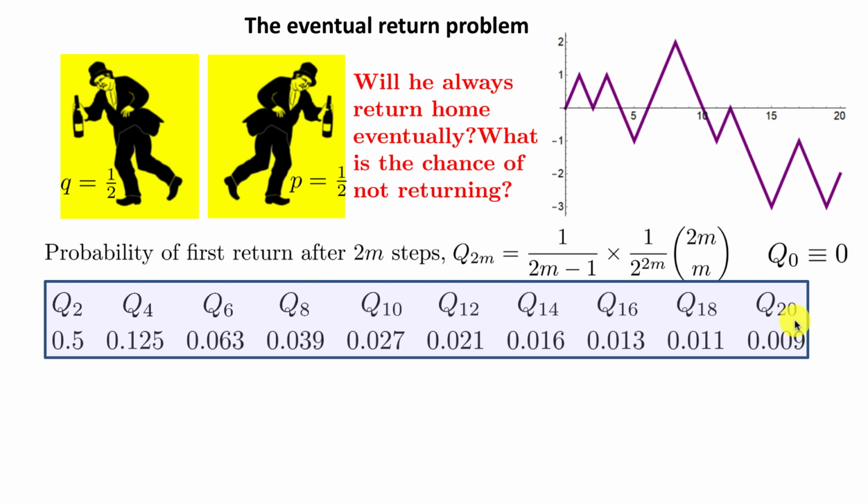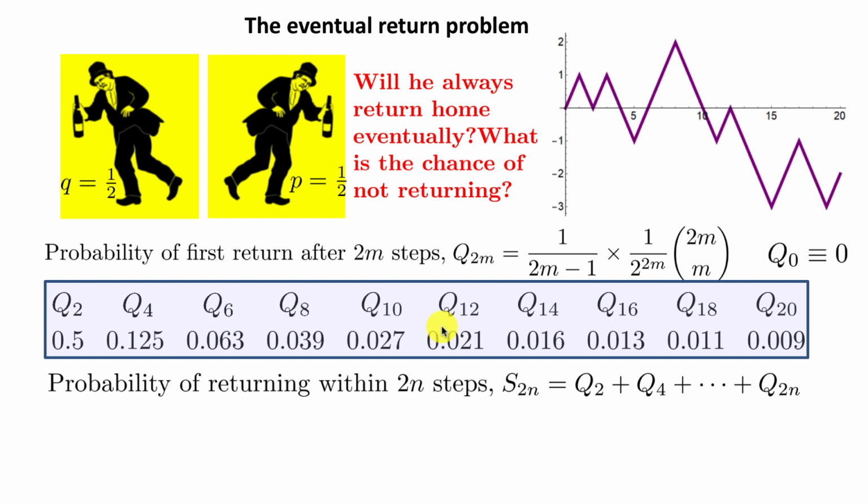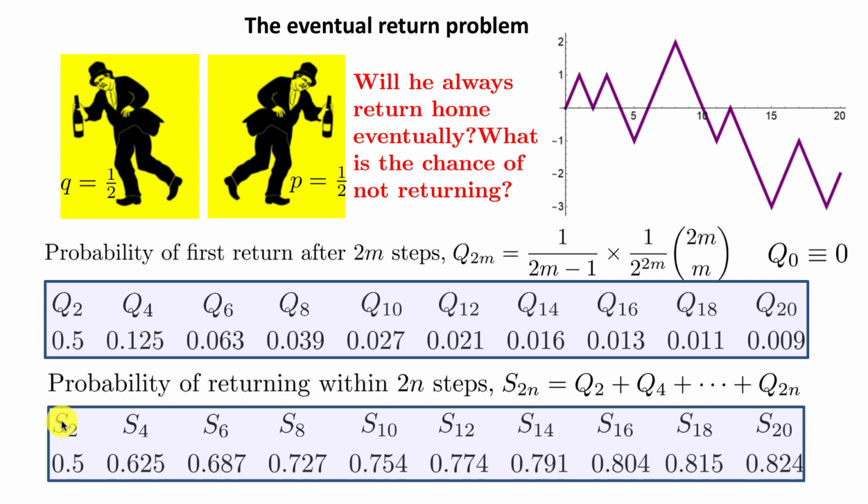Now, let's ask, what is the probability of returning within 2n steps? Well then we have to calculate S2n, which means adding up Q0 plus Q2 plus Q4 all the way up till Q2n. Q0 is of course 0, so we need to do this summation, Q2 up till Q2n. And now numerically if one does that, well S2 is equal to Q0 plus Q2, which is 0.5. S4 is Q0 plus Q2 plus Q4, and that's this. So just add this to this. Since these are all positive terms, you see that S keeps increasing, but where will this actually end?